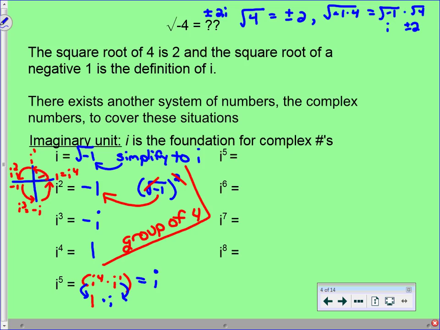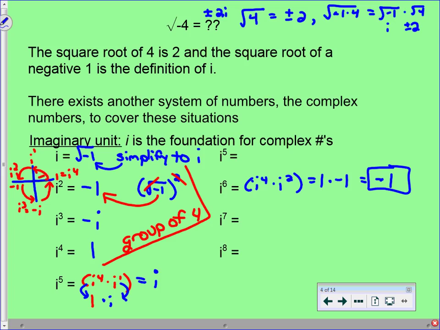We can continue with that for our i to the sixth power. If we break this up, we could say we have an i to the fourth times an i squared. Well, if we simplify those, we know an i to the fourth power is 1. We know an i squared is a negative 1, which means this is equal to a regular negative 1. So an i to the sixth power is the same thing as a negative 1.